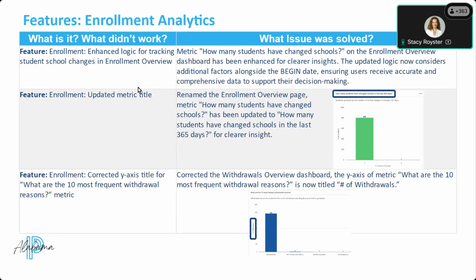Another thing that we saw inside of there in enrollment, they have enhanced the logic for tracking overall student changes. Most of you have seen the dashboard that says how many students have changed schools. They have now updated it so that it says how many have changed schools in the last 365 days, because it has always looked at only the last school year, but a lot of people didn't realize that. So they updated the name of the metric so that you could see that. They also have corrected the y-axis title of the 10 most frequent withdrawal reasons inside of the dashboards. So it's now titled the number of withdrawals.